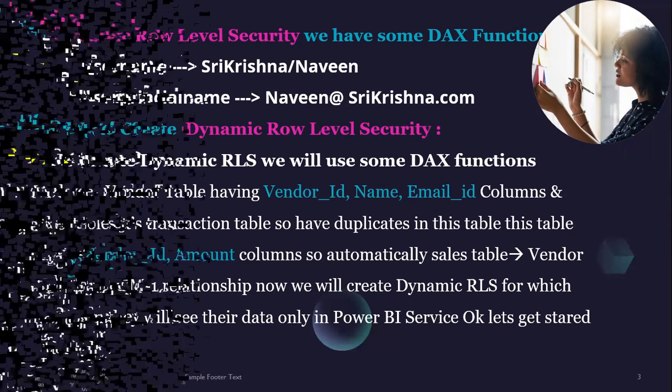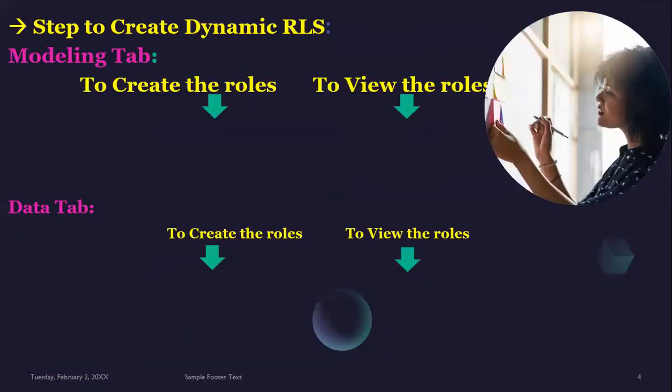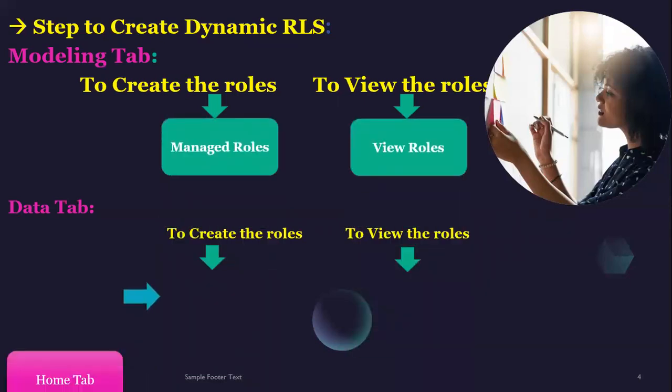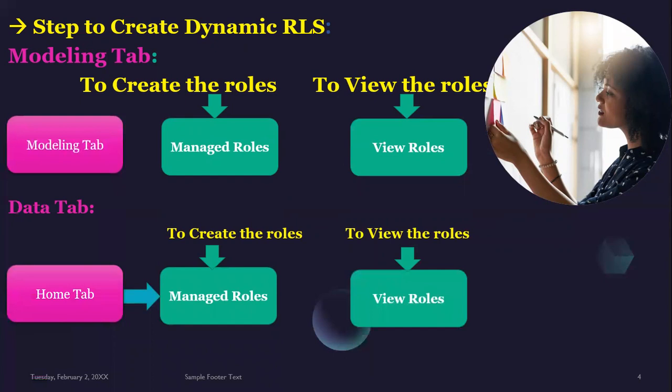Let's get started. What are the steps involved in dynamic row level security? Go to the Modeling tab, then Manage Roles to create roles, and View As to view the roles. In the Home tab you will get Manage Roles, which creates the roles, and then View As to view them. These steps are the same for creating either static or dynamic row level security.